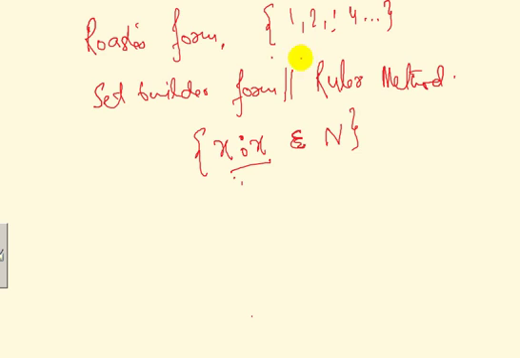So where we have the exact elements, that is the roster form. In roster form we have the exact elements, and in the set builder form, we have a rule or a description. Very simple. I don't think there's anything in it.